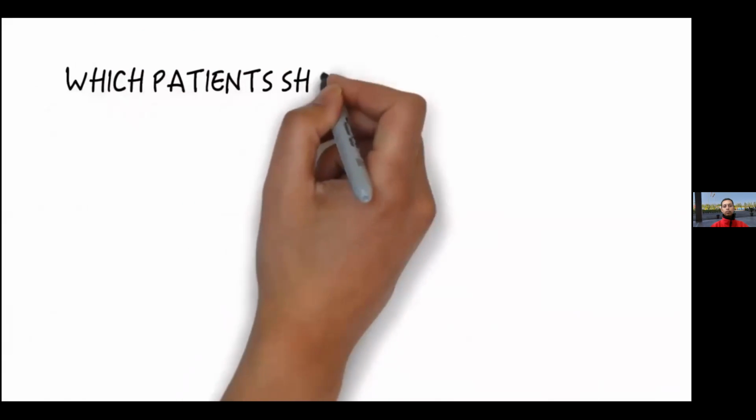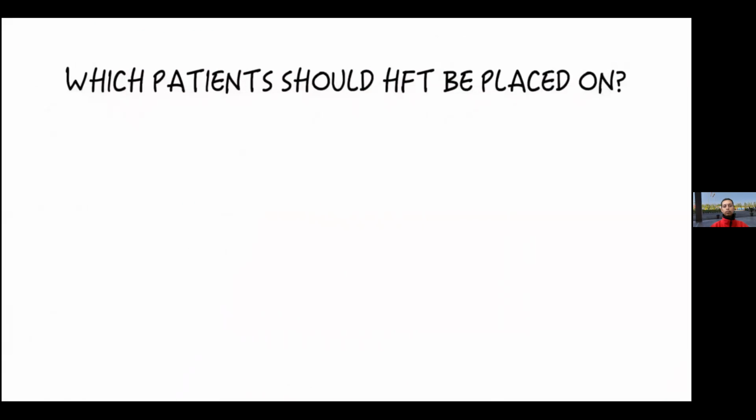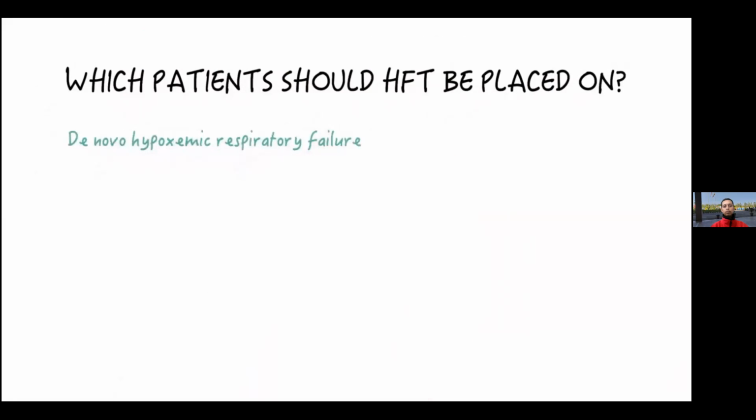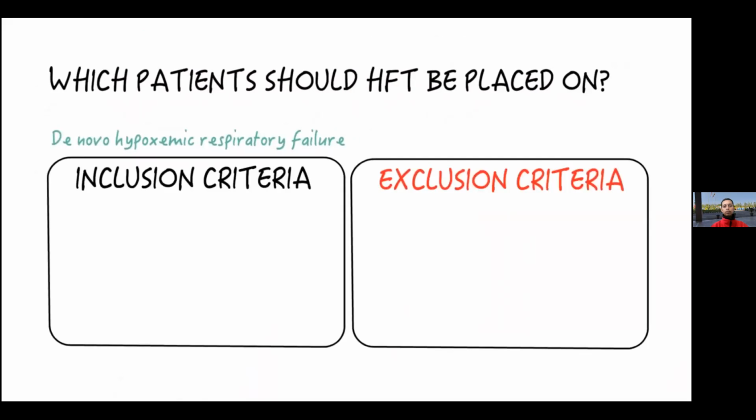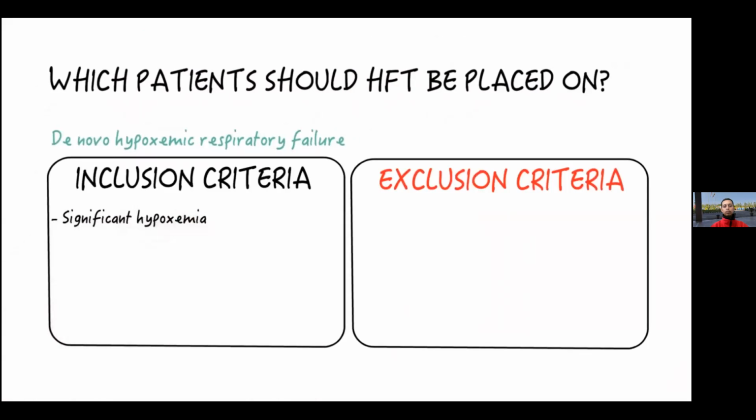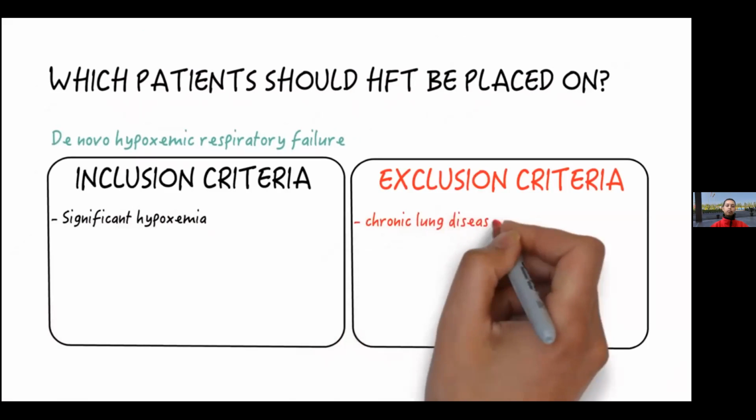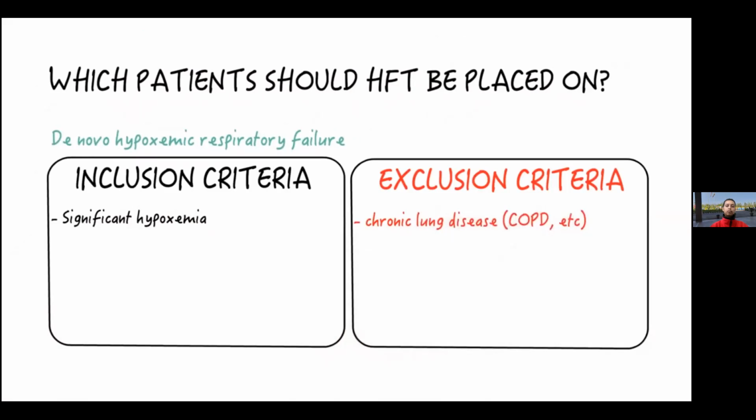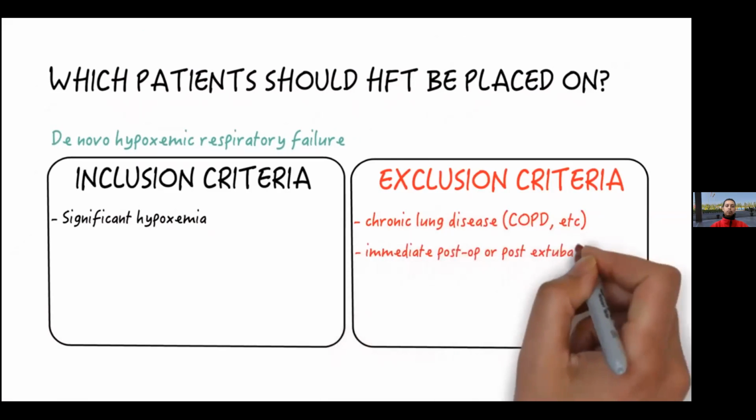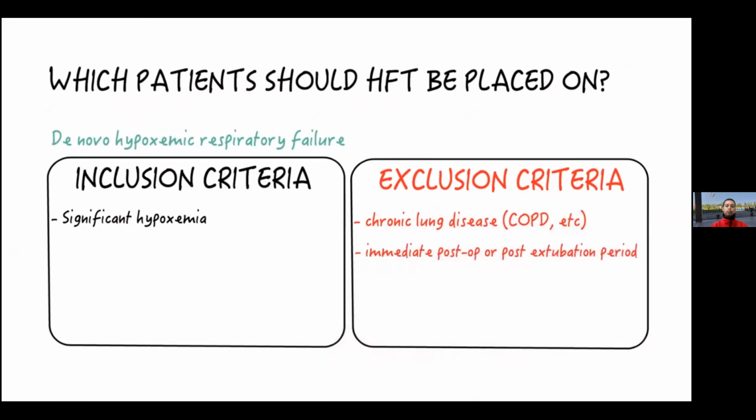Which patients should high flow therapy be placed on? It's still a bit unclear, but we tend to see good outcomes in patients with what we call de novo hypoxemic respiratory failure. De novo hypoxemic respiratory failure is defined as significant hypoxemia but in the absence of chronic lung disease such as COPD. We also do not include the kind of respiratory failure that occurs in the immediate postoperative or post-extubation period.